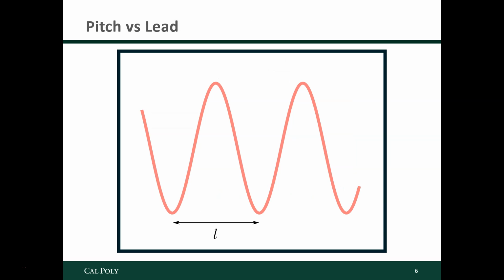Let's imagine that this is the crest of a screw and everything else is gone. We're just looking at that, and it would look kind of like a sine wave if we view it from the side. If we were an ant starting here at the bottom and we went around 360 degrees, we would travel axially along the axis of the screw a distance L, the lead.